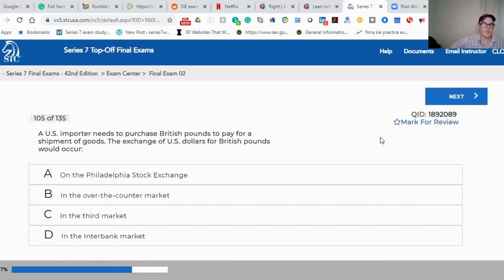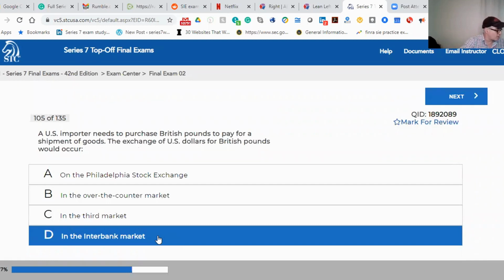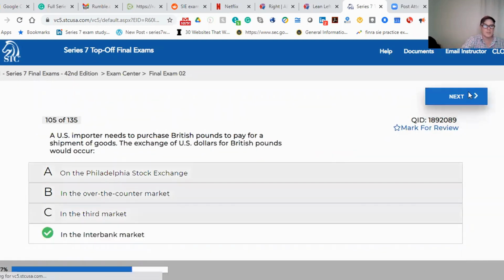A U.S. importer needs to purchase British pounds to pay for a shipment of goods. The exchange of U.S. dollars and British pounds would occur. Okay, so here's the thing. It's not options. Options will be on the Philadelphia Stock Exchange. This should be in the interbank market because you're actually buying currency or selling currency. That's where that trades.